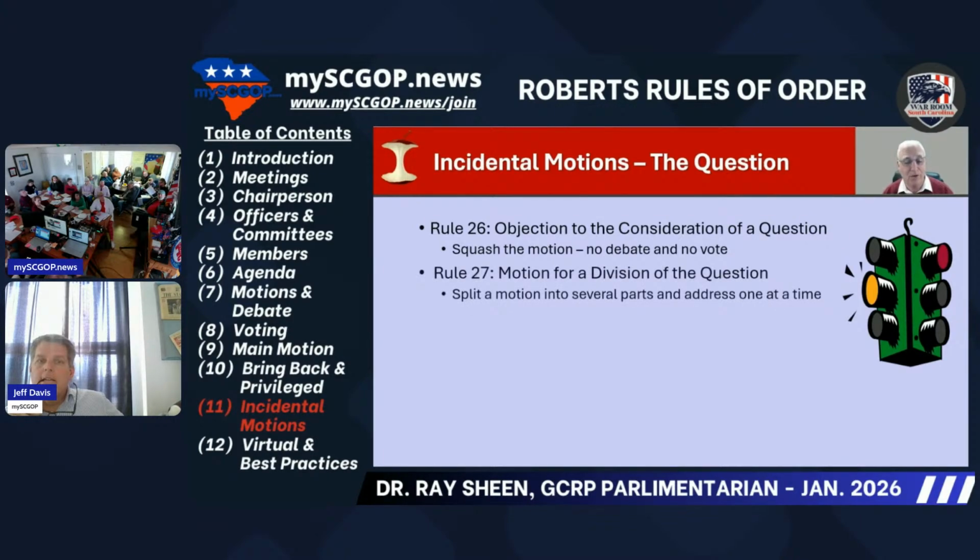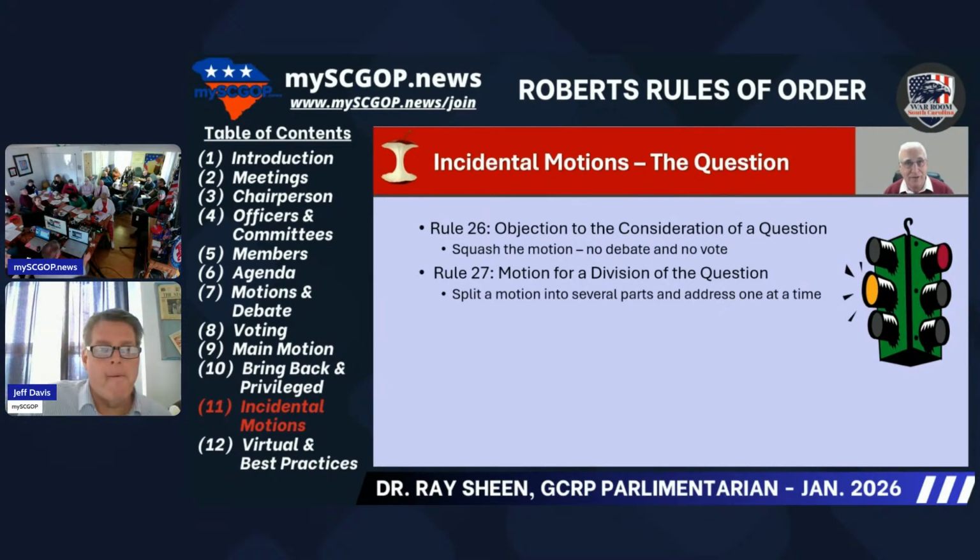The next motion is a motion for the division of a question. This is addressed in Robert's Rule 27. When the main motion is a multi-part motion, a member can move that it be divided into separate parts and each part be debated and voted on individually.